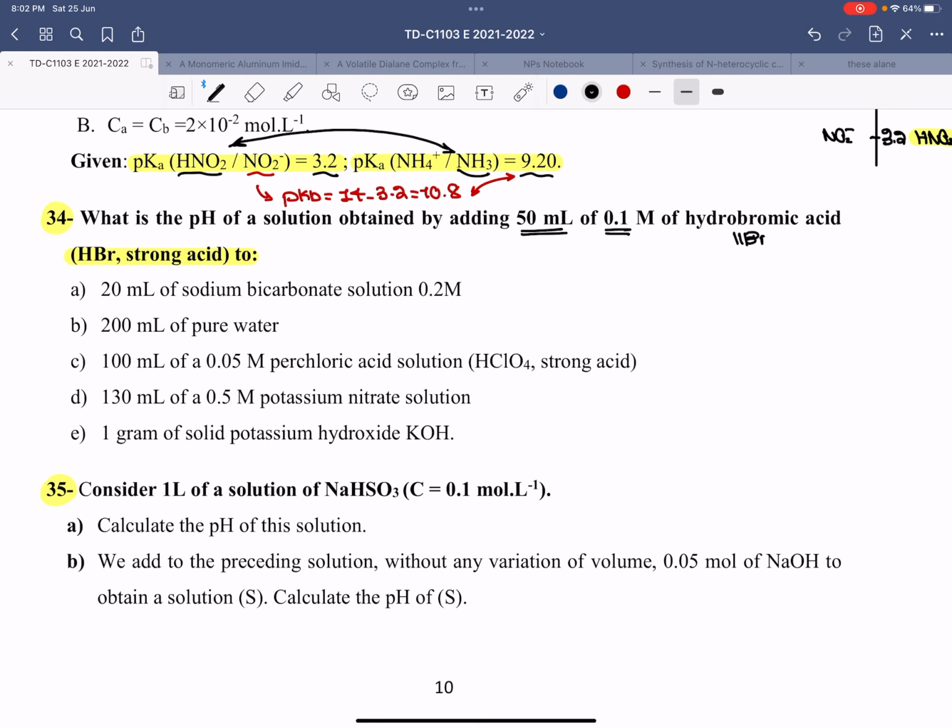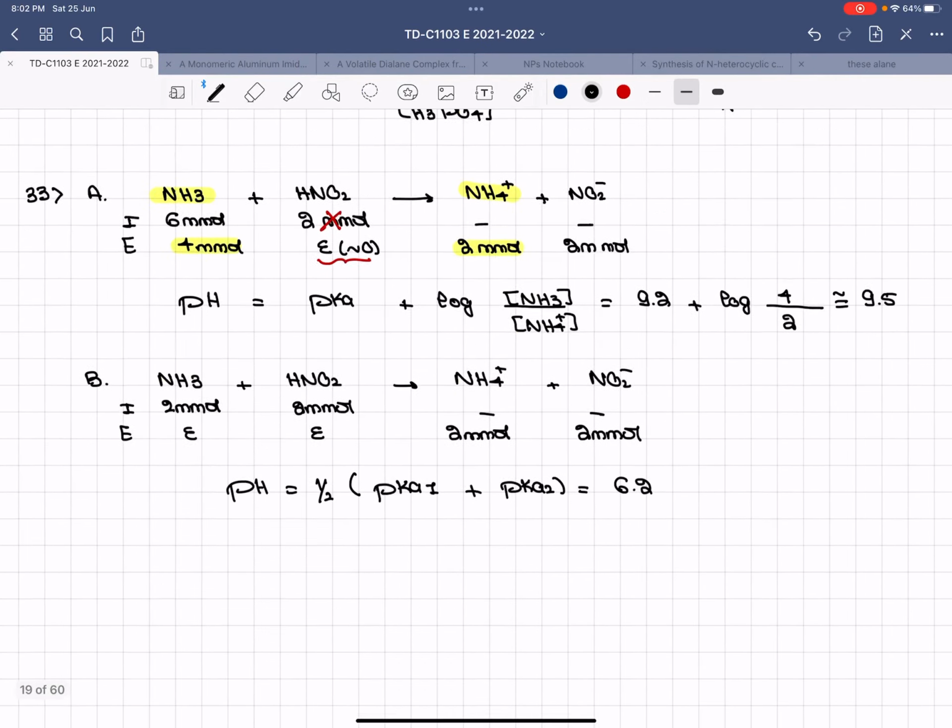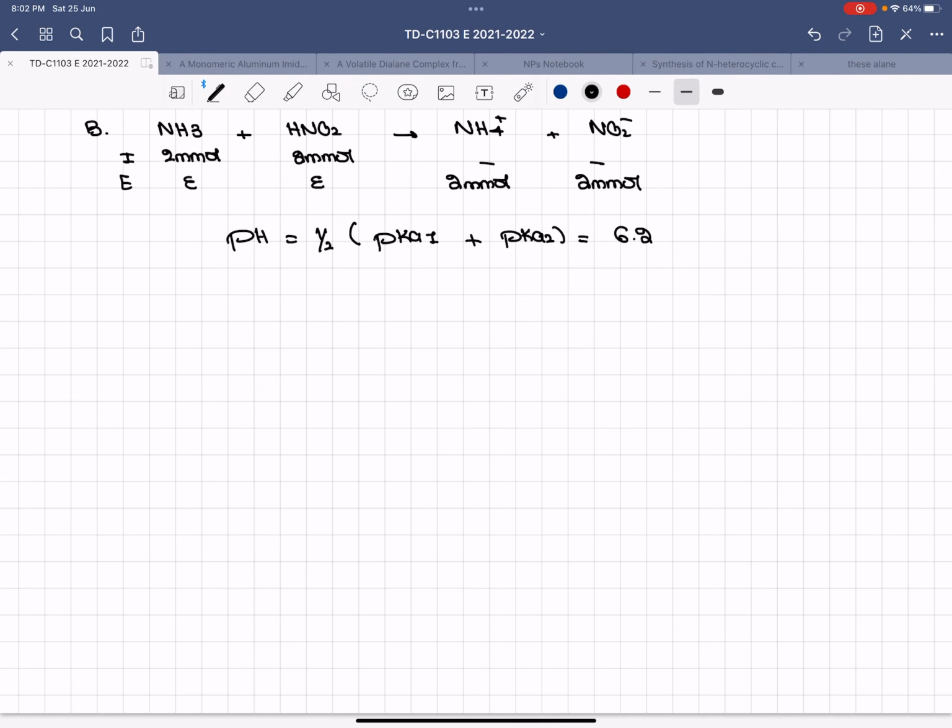Let's start with part A, which is 20 milliliters of sodium bicarbonate solution, 0.2 molar. Part A is basically HBr. Remember, the active species of HBr is H3O plus. With sodium bicarbonate, the effective species is HCO3 minus.